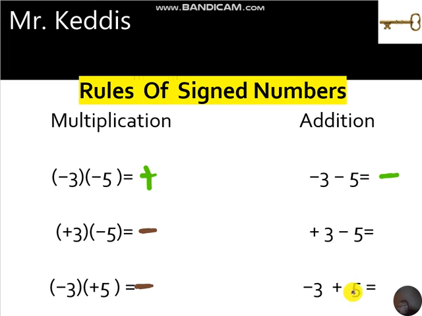But in addition, I take the sign of the higher number. I have 5 higher than 3, so I take the sign in front of the 5. If the sign in front of the 5 is negative, I write negative. If it is positive, I write positive. In addition, when I have the same sign, I add the numbers, 3 plus 5. When I have different signs, I just subtract. 5 minus 3 is 2, so the answer for both is 2.